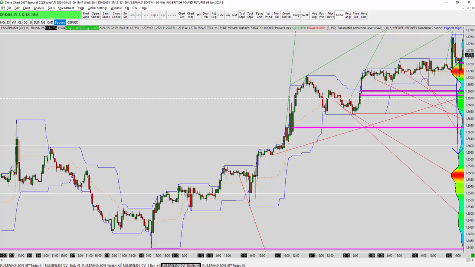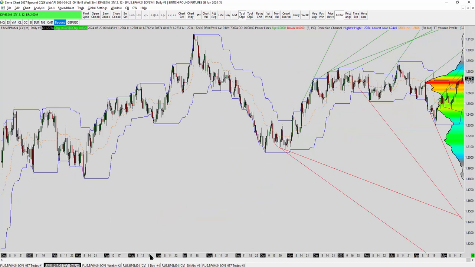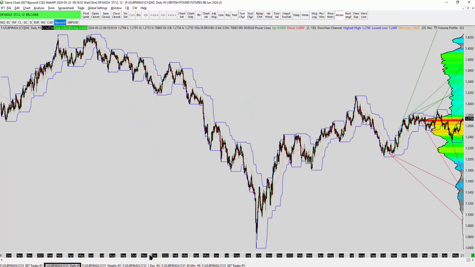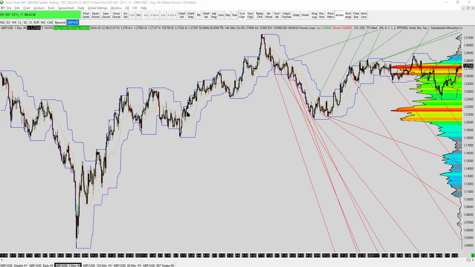Keep in mind, this is the daily chart. Look at it closely. See how it looks? And this area looks like this. Let's examine the pound US in the Forex market. Okay, I disconnected the data feed for the futures. Now I connect it to the Forex data feed, and look at this. It looks exactly the same.